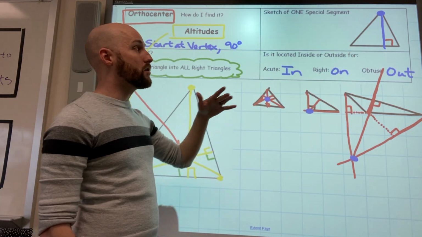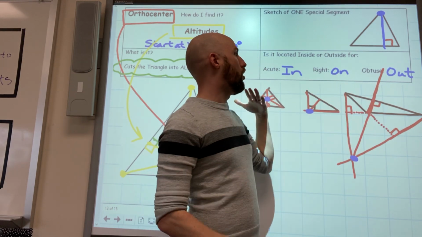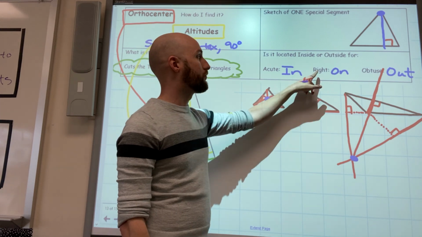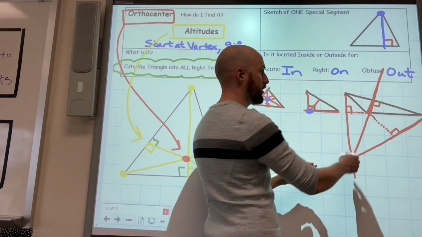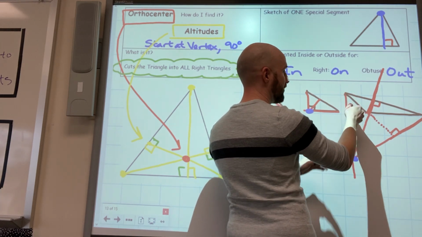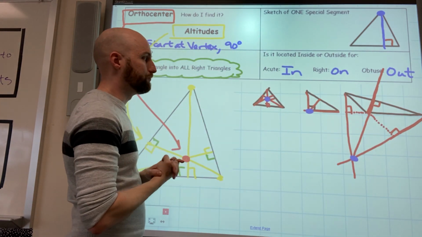And because it's one that uses 90s, this is the second one that will also land in different places. If it's acute, it's going to be inside. If it's right, it's going to be on it. If it is obtuse, then it's on the outside, because when I try to start at a corner and drop 90 to find how tall this is, where these things end up crossing is way off the triangle.